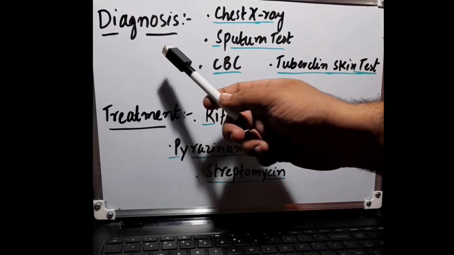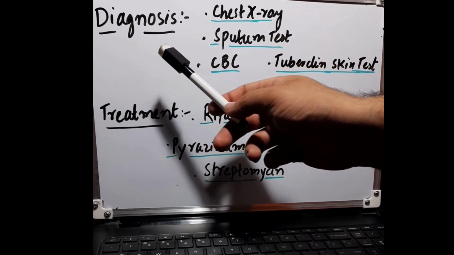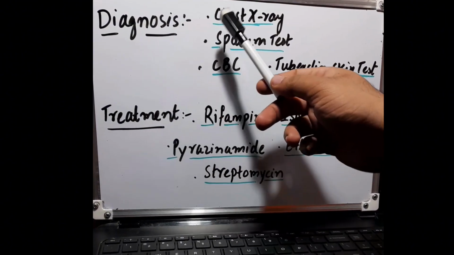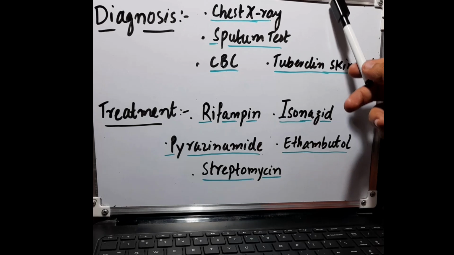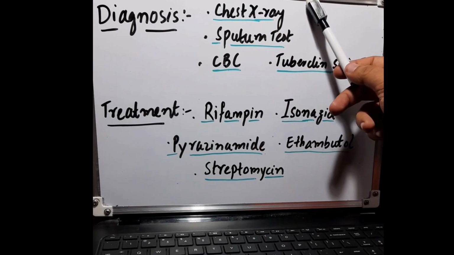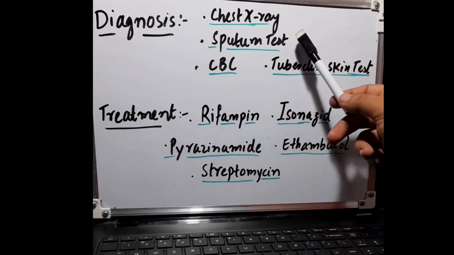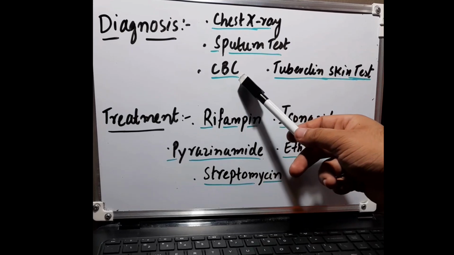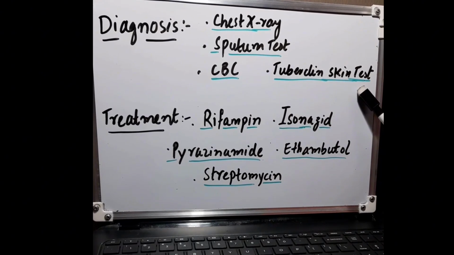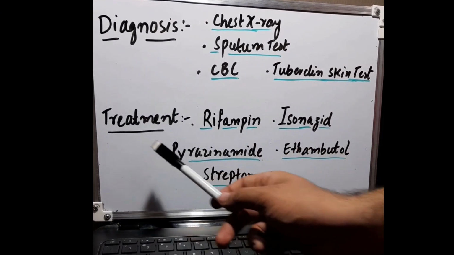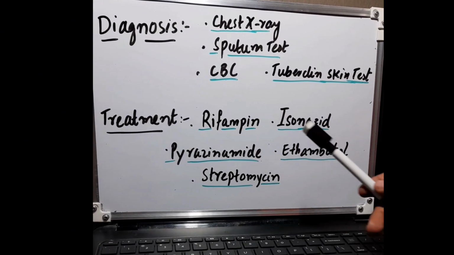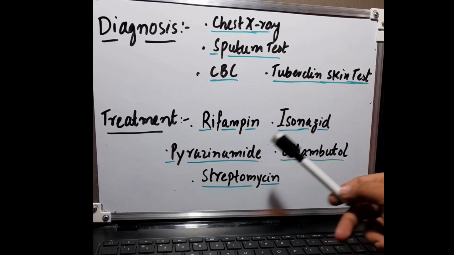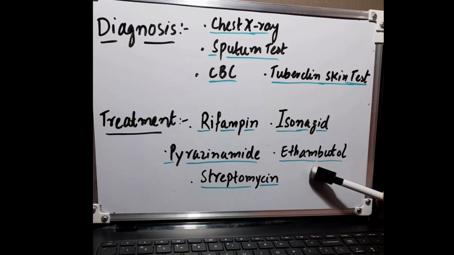The diagnosis of tuberculosis infection caused by Mycobacterium tuberculosis includes chest x-ray. We will see the infiltrate in the lower and upper lobe of the lung and the fibrocaseous necrosis. Then the sputum test in the laboratory, complete blood count, and tuberculin skin test. The treatment regimen includes therapy with these drugs: rifampicin, isoniazid, pyrazinamide, ethambutol and streptomycin.